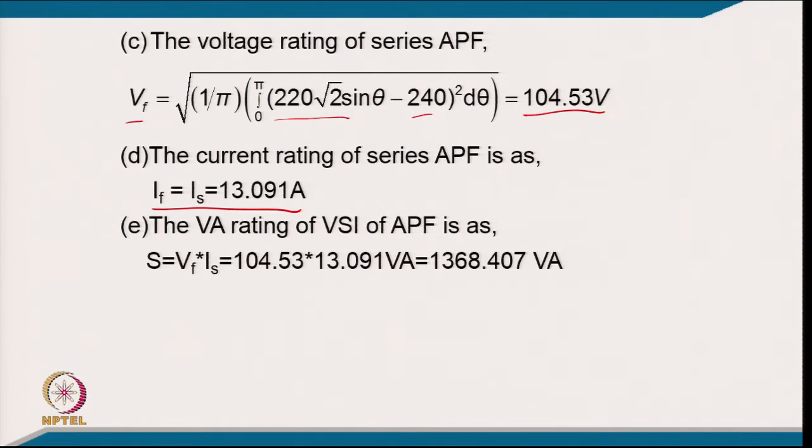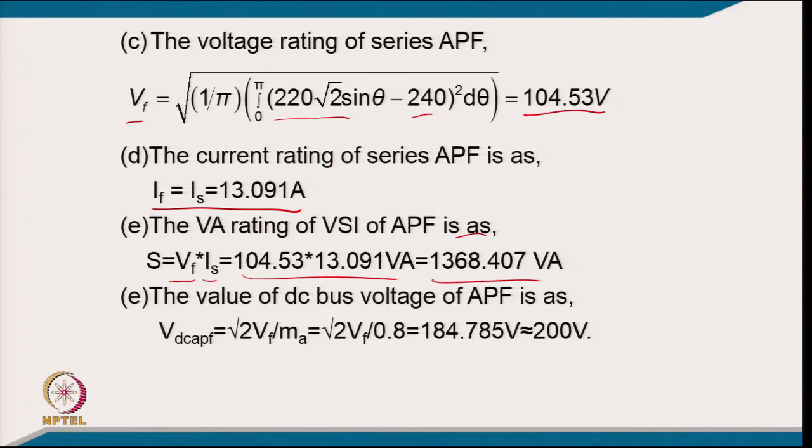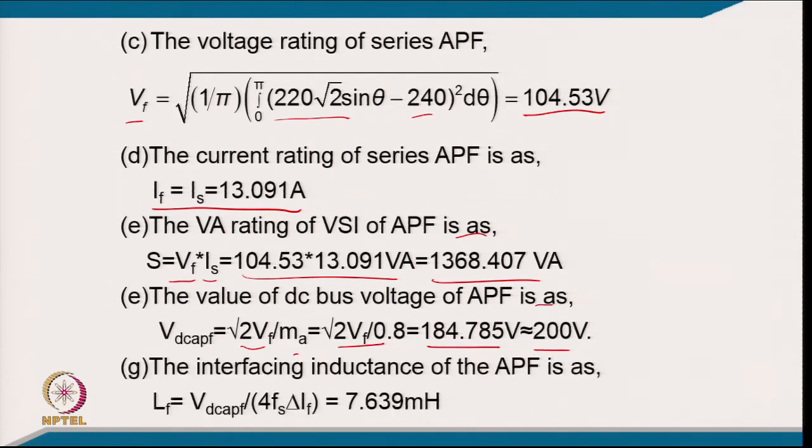That is 13.091 ampere, and the VA rating of the series active filter for this current harmonic elimination will be the injected voltage by the series active filter multiplied by the current. Putting the values of these two, we get the rating of 1368.407 volt ampere. And the DC link voltage we can find out from root 2 VF upon MA. Putting the value of the modulation factor 0.8, it comes to 184.78. So, we can round off to 200 volt, and the interfacing inductance, putting the value of the DC link, comes to 7.639 millihenry.